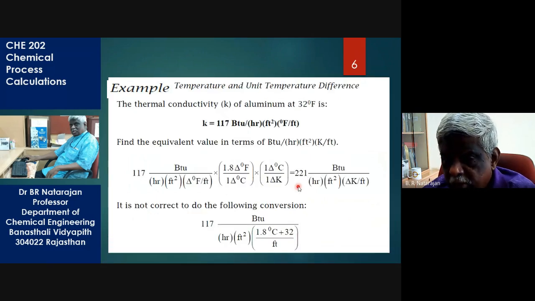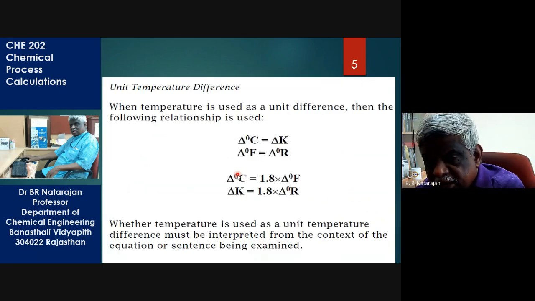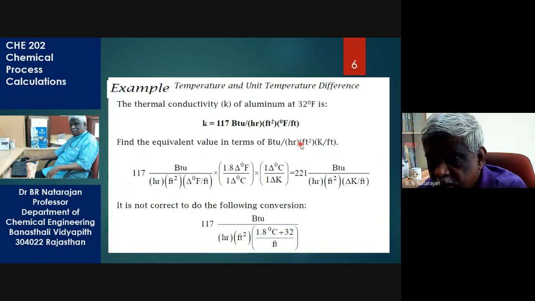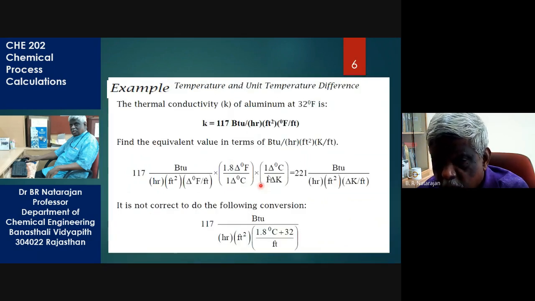So now, by multiplying it by 1.8, you have converted the change in Fahrenheit to change in centigrade. And you know that change in centigrade is same as change in Kelvin. So no need to bring 273 because this definition holds. Right? So this gives you 117 into 1.8, that is 221 BTU per hour feet square delta H per feet. Now, this is the correct answer.